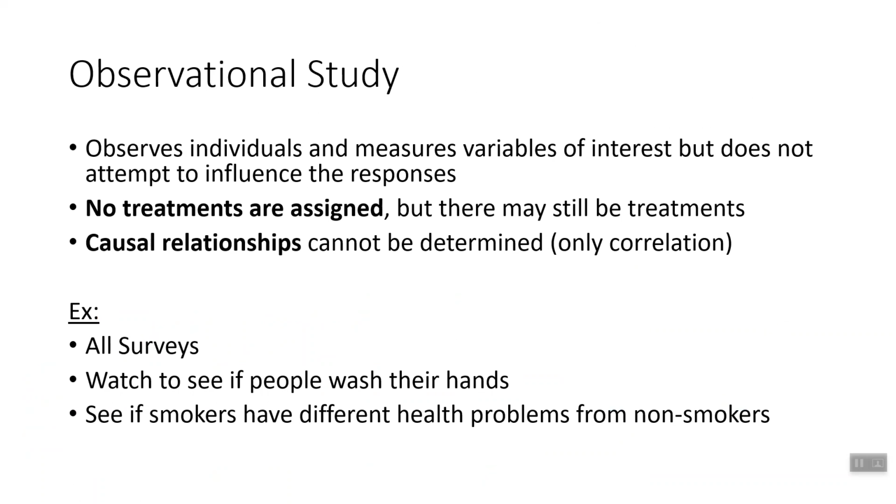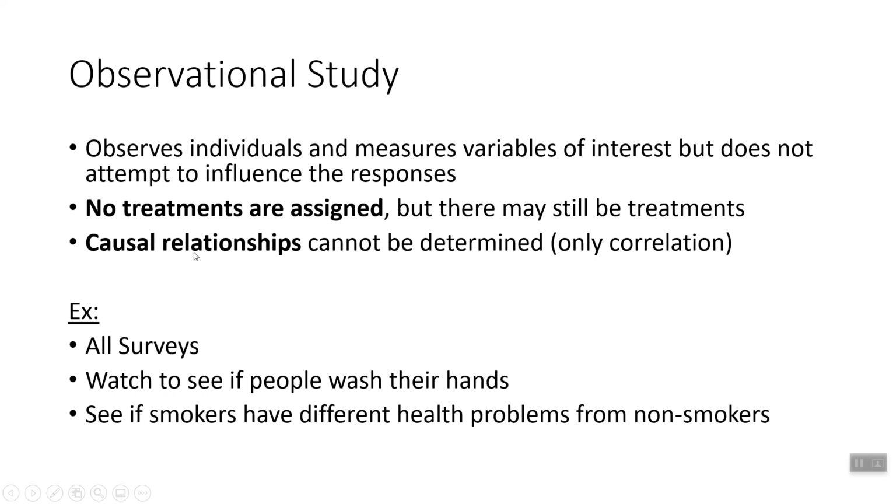All right, so let's take a look at observational studies. So remember, in observational studies, no treatments are assigned. That's the big difference between observational studies and experiments, the assignment of treatments. Observational studies just observe individuals, they measure variables of interest, but we do not try to influence the response, whereas in an experiment, you do try to influence the response with the assigned treatments.